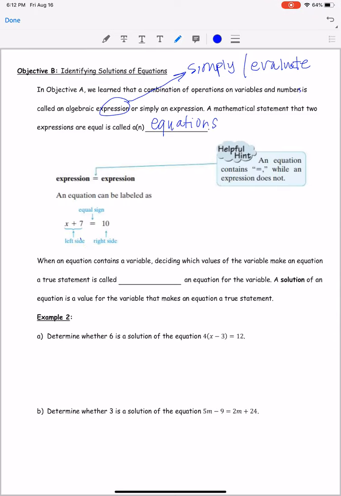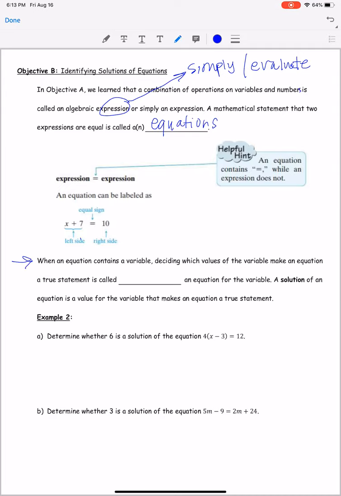So the biggest difference is that equal sign. That's what this little helpful hint is saying. An equation contains an equal sign while an expression does not. So here is an example of what an equation looks like. You've got an expression on this side, x plus 10. You've got an expression on this side, 10, but you have this magical equal sign right there in the middle.